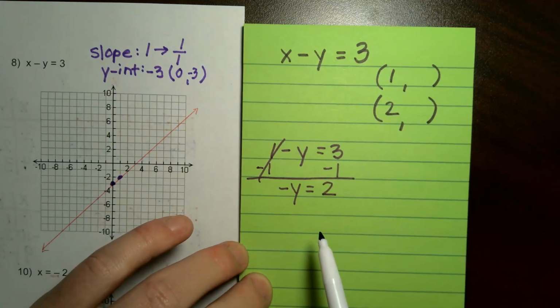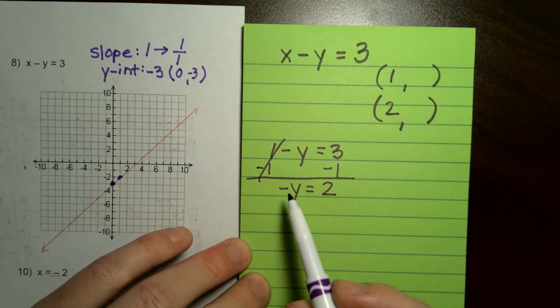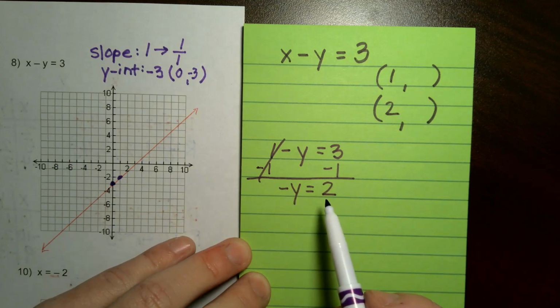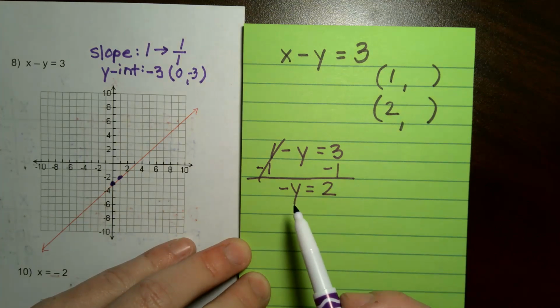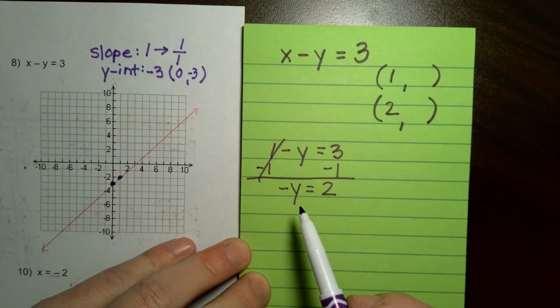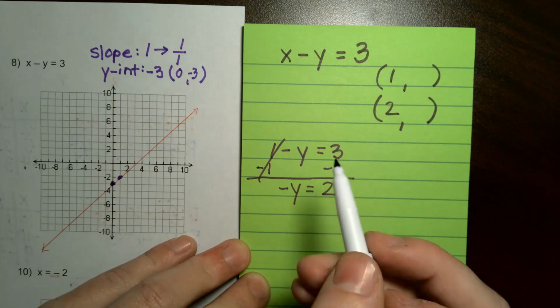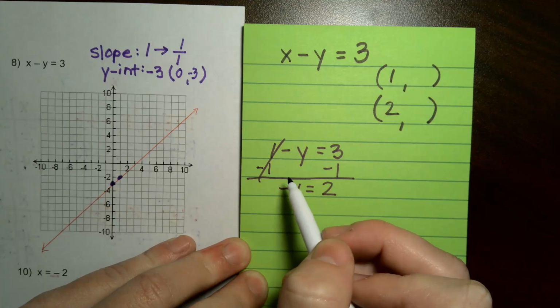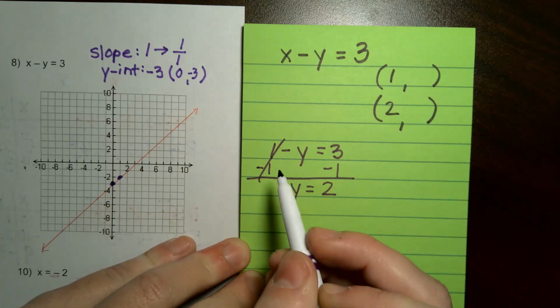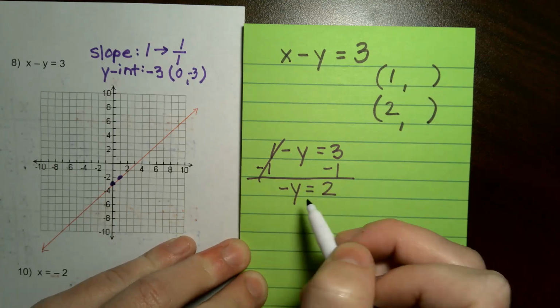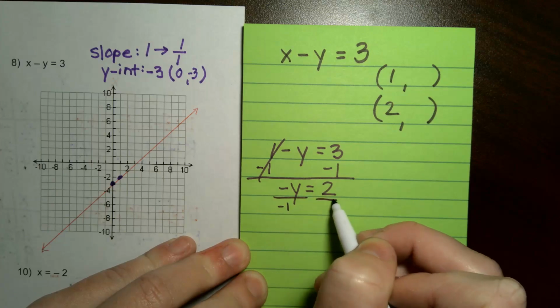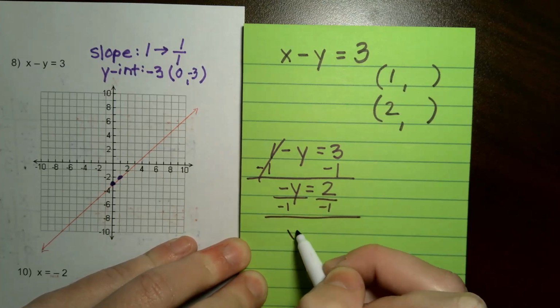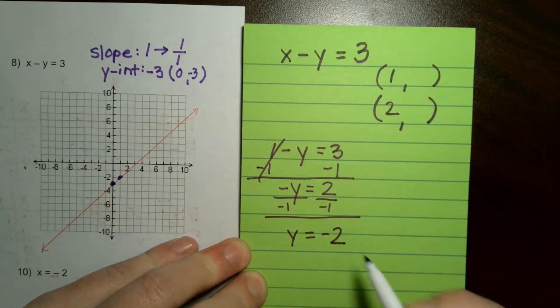Now, you are going to be right, though, Star, because we have negative y equals 2. We don't want to know negative y. We want to know positive y. So what are we going to do? Yeah. So, first of all, we know that this is an invisible negative 1. So we could divide by negative 1, and that would give us y equals negative 2.